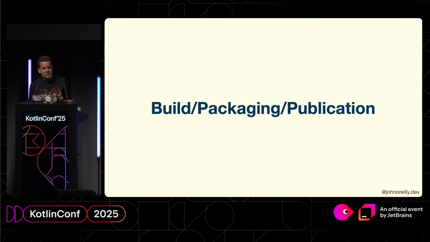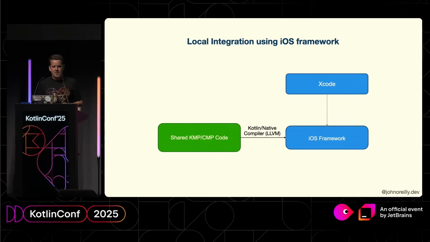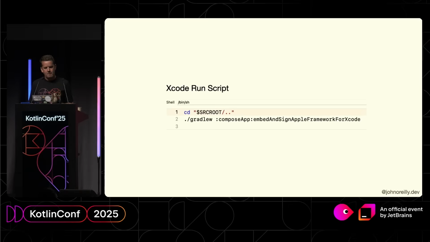In this last section, we're going to cover some topics around the building, packaging, and publication of iOS apps built with KMP and CMP. So basically, there's two main approaches used for building and consumption of KMP shared code. The first one here is usually based on a single repository containing both the shared and the client code. In this case, we build the iOS framework directly and consume it within the Xcode project. And the building of the shared code as an iOS framework is triggered through an Xcode run script like this that uses KMP's embed and sign Apple framework for Xcode Gradle task.